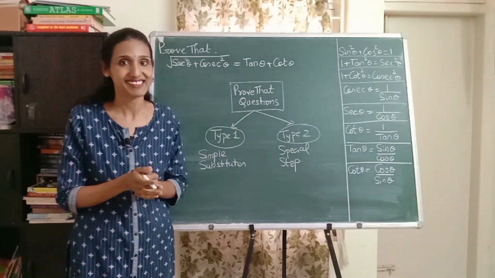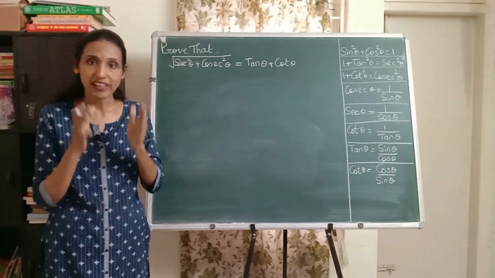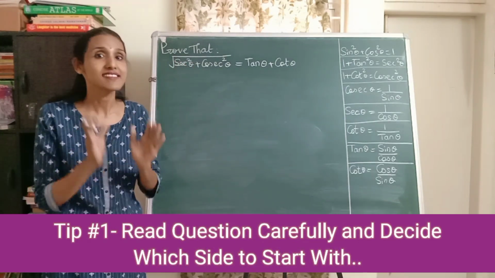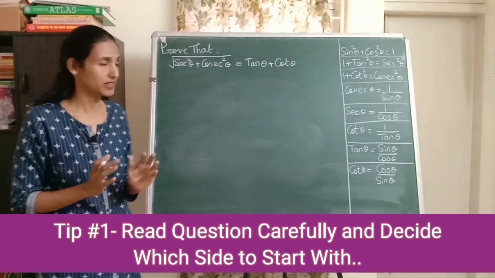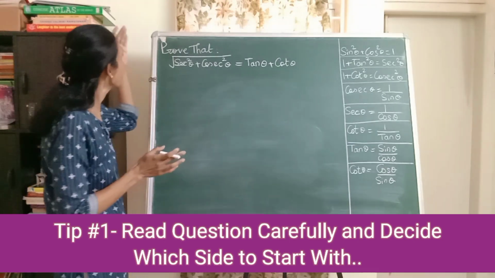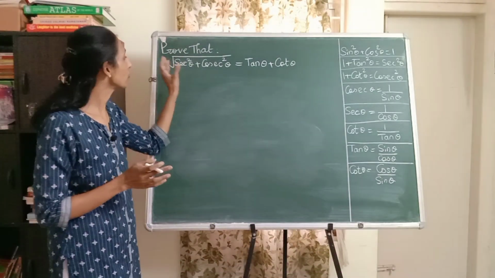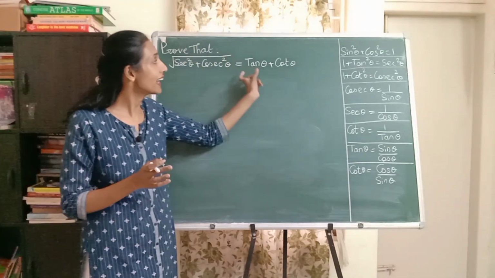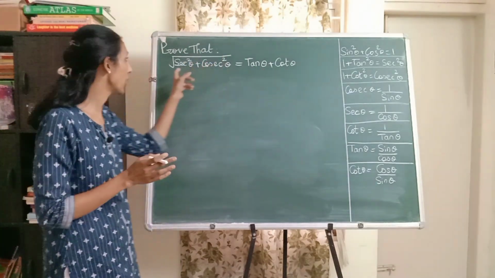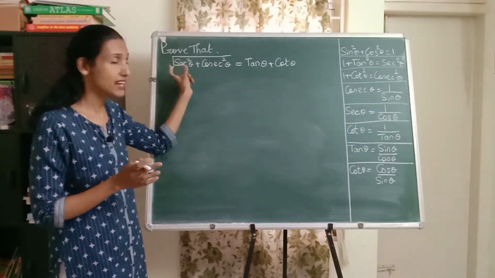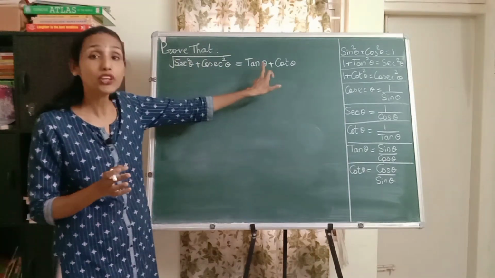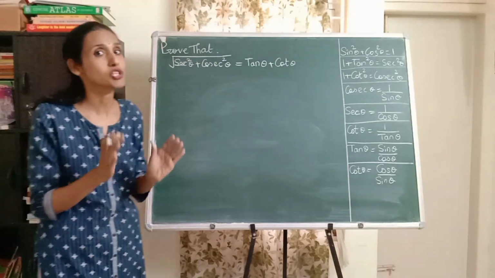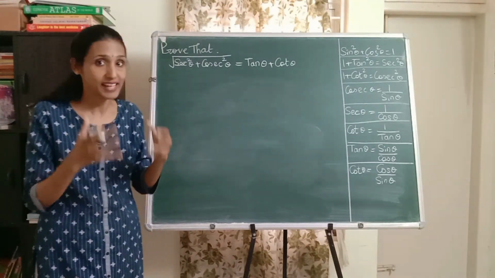So let's start. So here is our question, and the very first tip is to read the question very carefully and decide which side we have to start with. So let's read the question first. Prove that square root of sec square theta plus cosec square theta equal to tan theta plus cot theta. So here you have a square root sign, there is sec square, cosec square, there you have tan theta plus cot theta. Okay, so once you read the question properly, we have to decide which side to start with.